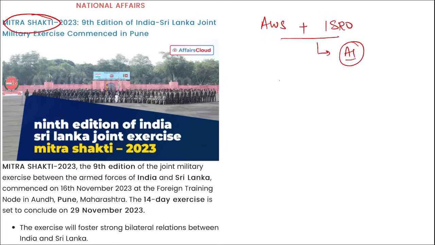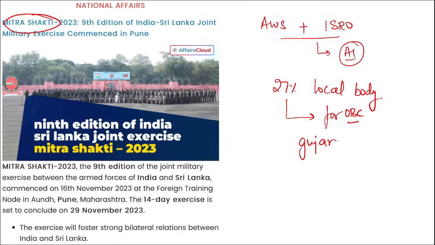Which state recently reserved 27% for local body? Right? 27% seats were reserved for the local body seats for OBC. Right? So 27% reservation for OBC for the local body seat. It was done by which state? It was by Gujarat. Right?